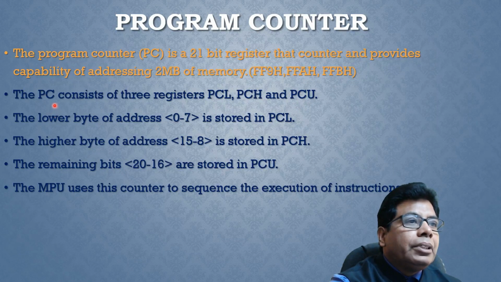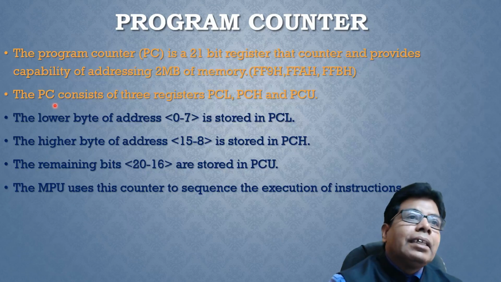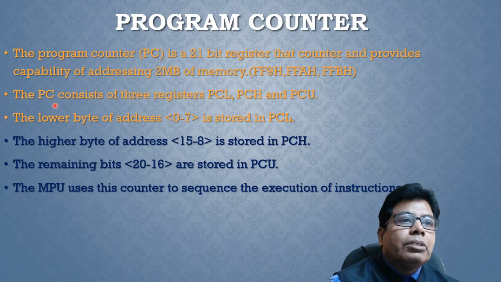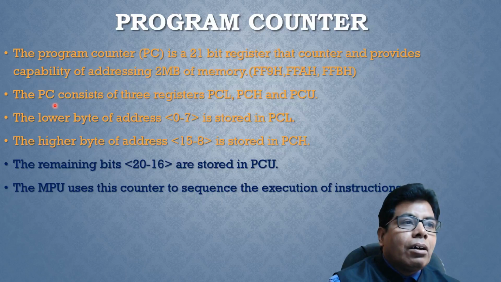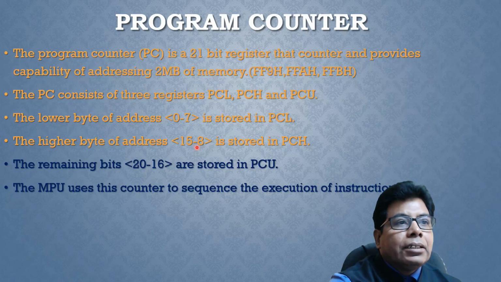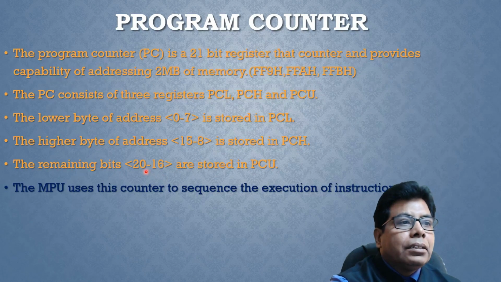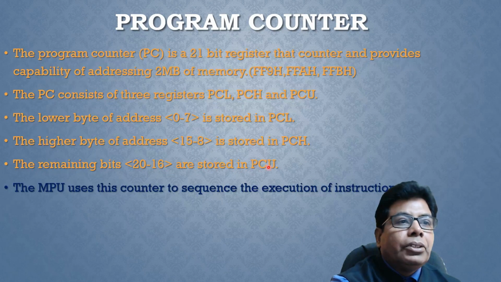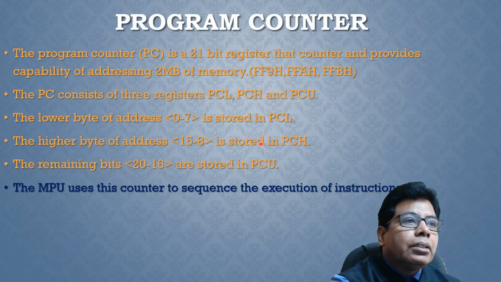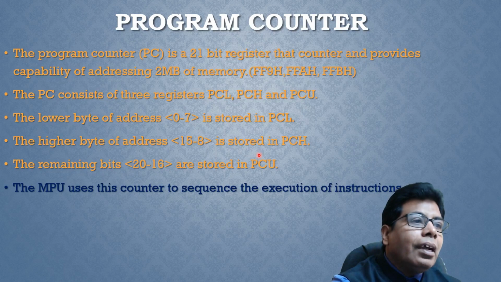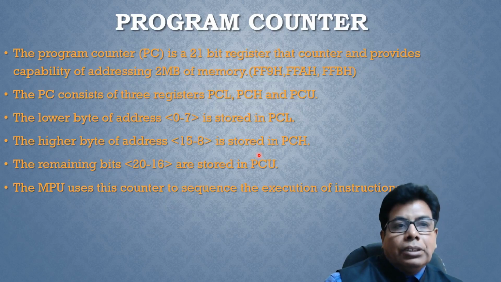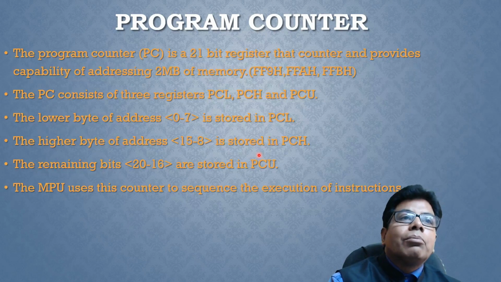Then PC consists of three registers: PCL, PCH and PCU. The lower byte of the address, bits 0 to 7, is stored in PCL. Then the higher byte of the address, bits 15 to 8, is stored in PCH, and the remaining bits, that is 20 to 16, 5 bits, are stored in PCU. So this way it will have the 21 bits, and the MPU uses this counter to sequence the execution of instructions. That is the role of the program counter.